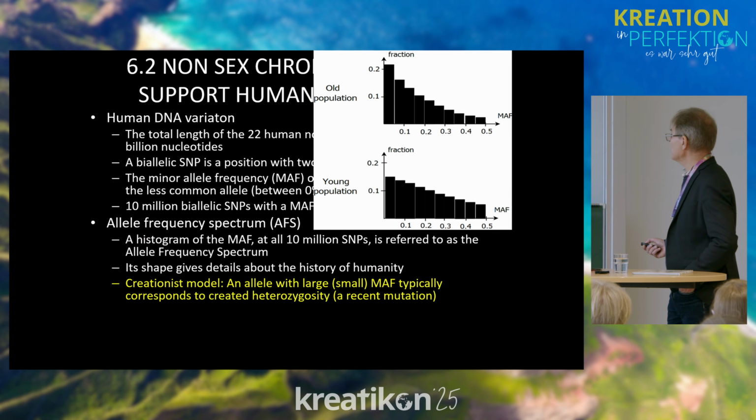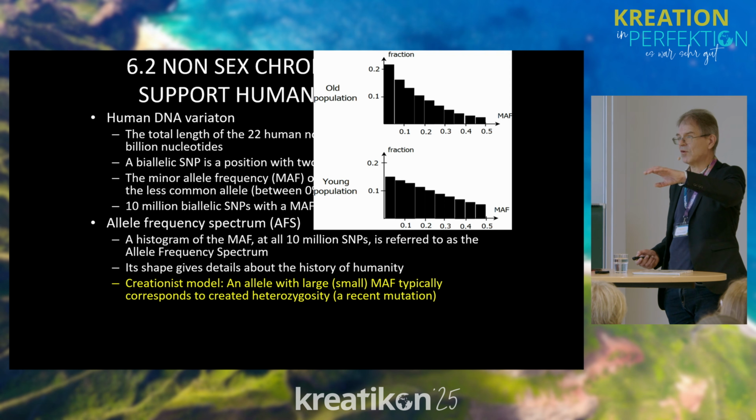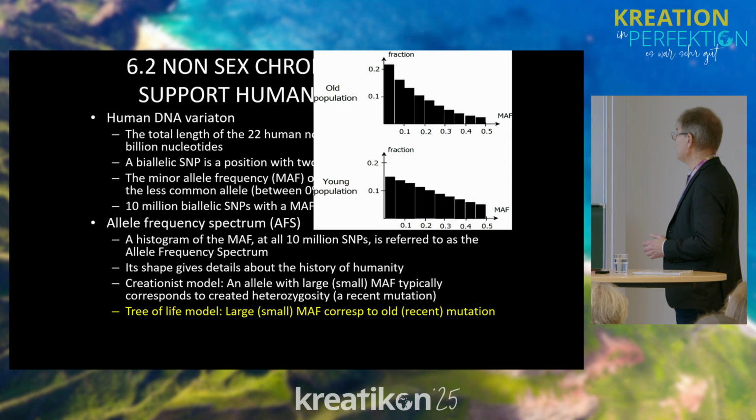And for a creationist model, you can think of many of the alleles with a large minor allele frequency. They correspond to this created heterozygosity I mentioned, God putting variation into the chromosomes of Adam and Eve. Whereas these SNPs with a small minor allele frequency, they correspond to more recent mutations. Whereas in a tree of life model, you don't have the concept of created heterozygosity. You only have mutations. So then these SNPs with a high minor allele frequency correspond to old mutations, and these ones with a small minor allele frequency correspond to recent mutations.